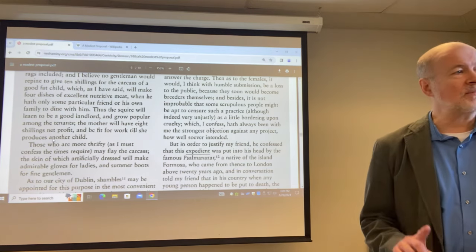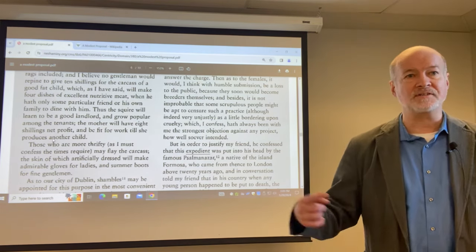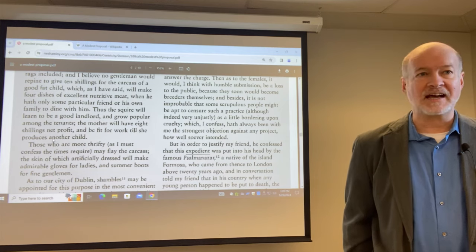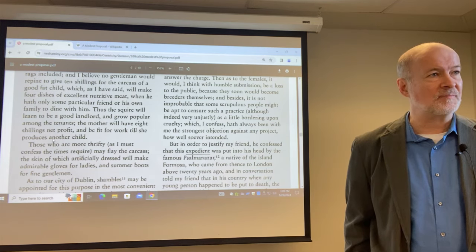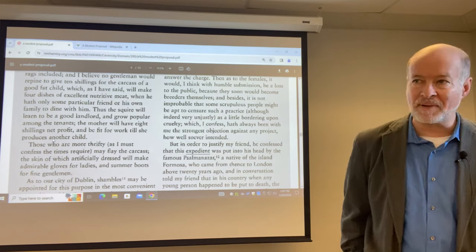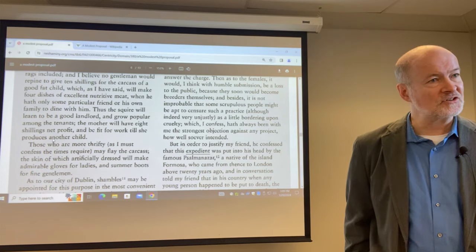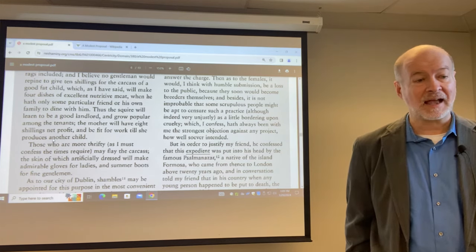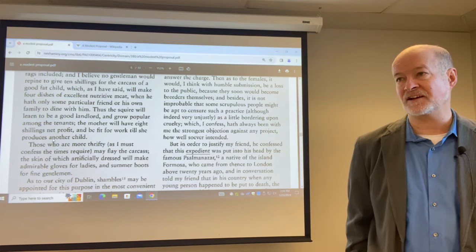It will make the landlords more kindly towards their tenants, because after all, they're going to benefit from the children getting fat and treat them better. It will be in their self-interest. Basically, everybody's self-interests are met here.